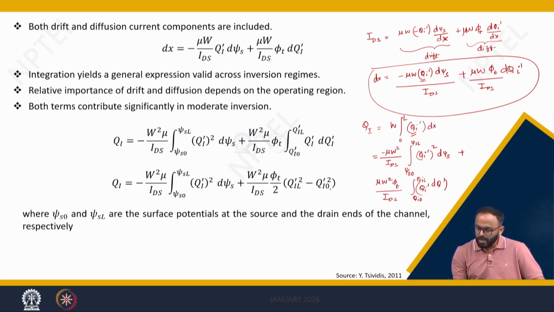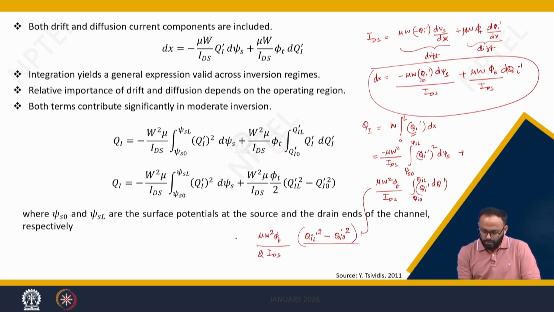Now, I am not doing the complete calculation, but I will give you some glimpse that second term you can simply find out as mu into W square into phi t divided by IDS, and if you do the integration of this, you will get Qi dash L square minus Qi dash 0 square divided by 2. Okay, so I am not solving the first term.